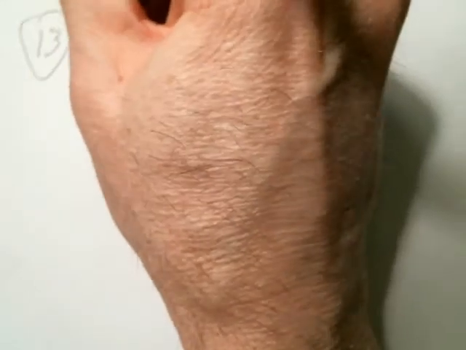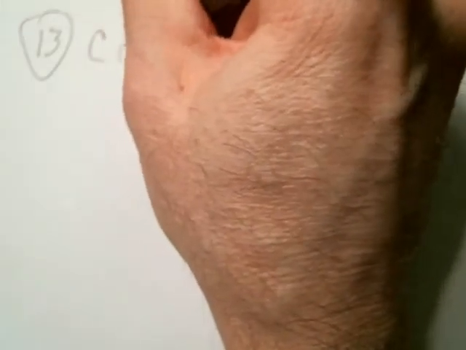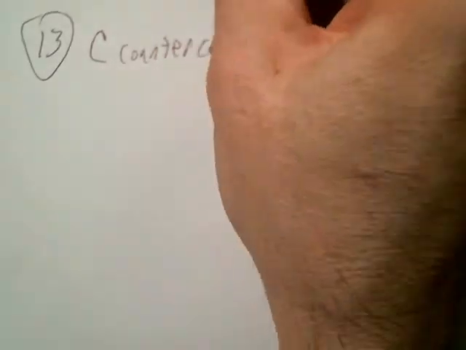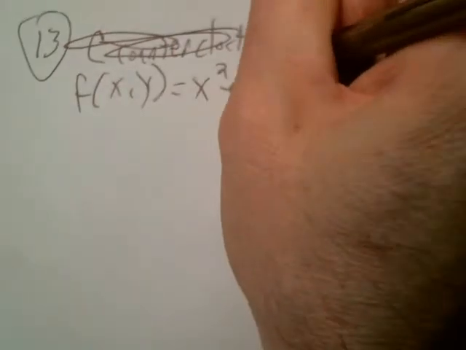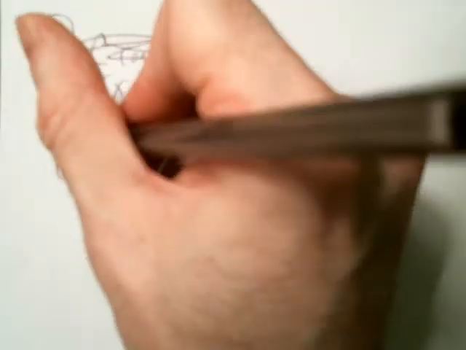So it's number 13 now. So the curve this time is a counterclockwise curve. Well, the function they're giving, let me do that first, is x squared plus y squared. And then our curve is counterclockwise around the circle.